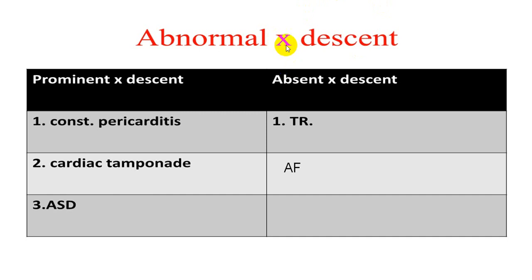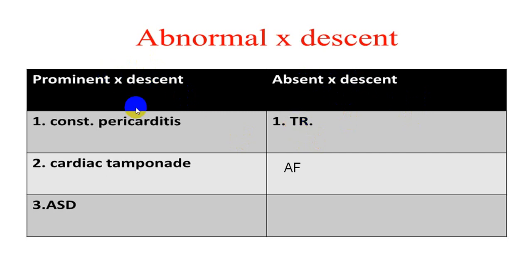Now we go to the X descent. We have already mentioned the X descent will be markedly prominent in case of constrictive pericarditis, cardiac tamponade, and ASD. Answer these two first: prominent X descent. And the X descent, because it is due to atrial diastole, will become less prominent or absent in case of a TR.